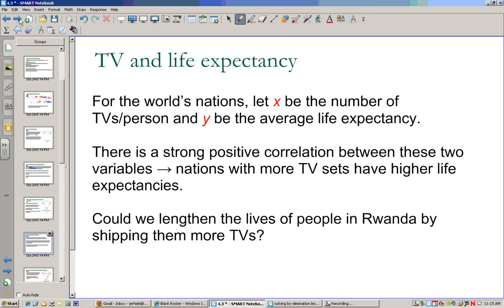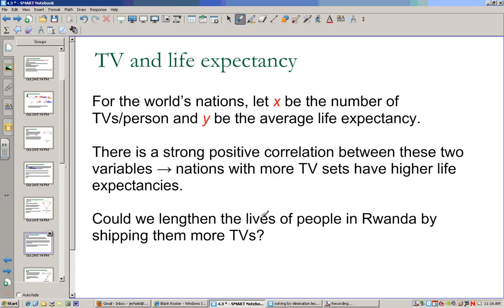For instance, TV and life expectancy. For the world's nations, let X be the number of TVs per person and Y be the average life expectancy. There's a strong positive correlation between two variables. Nations with more TV sets have higher life expectancies. Could we expect to lengthen the life of the people of Rwanda by shipping them more TVs? Now that seems ridiculous.